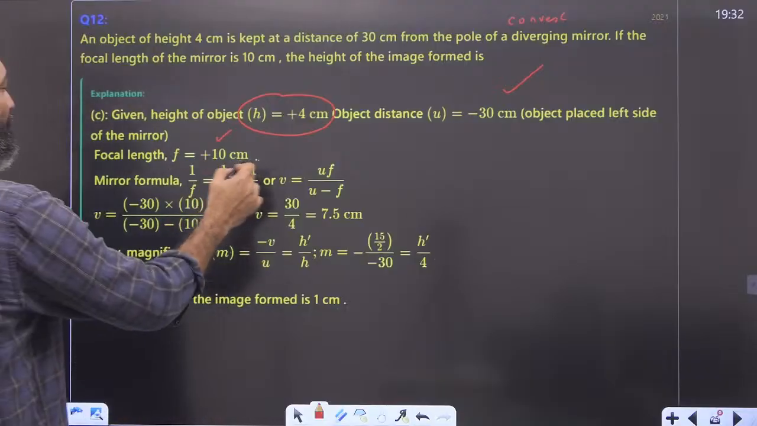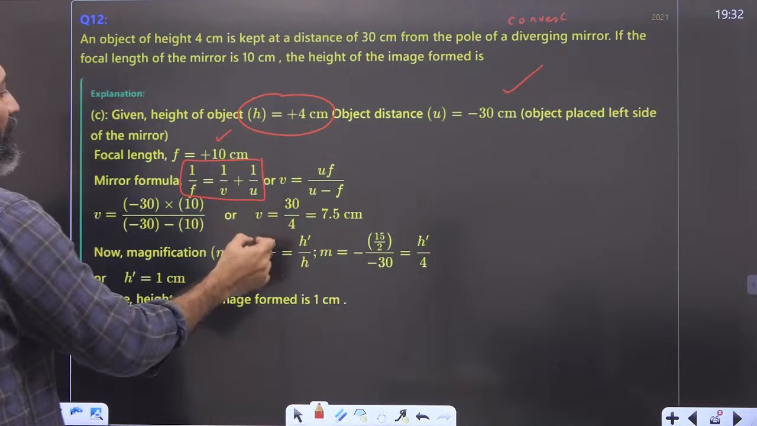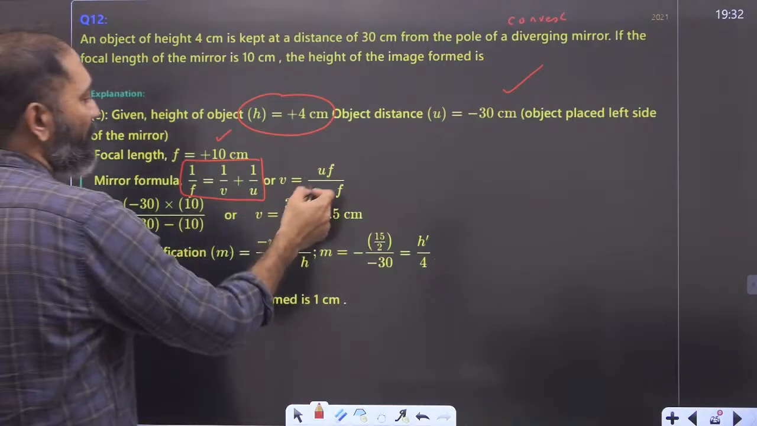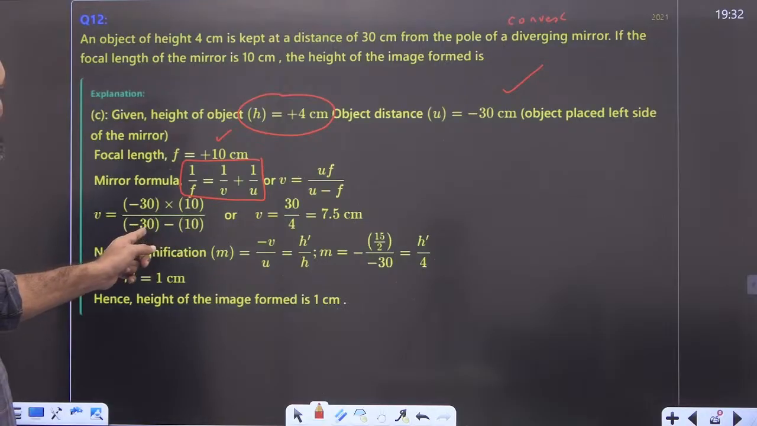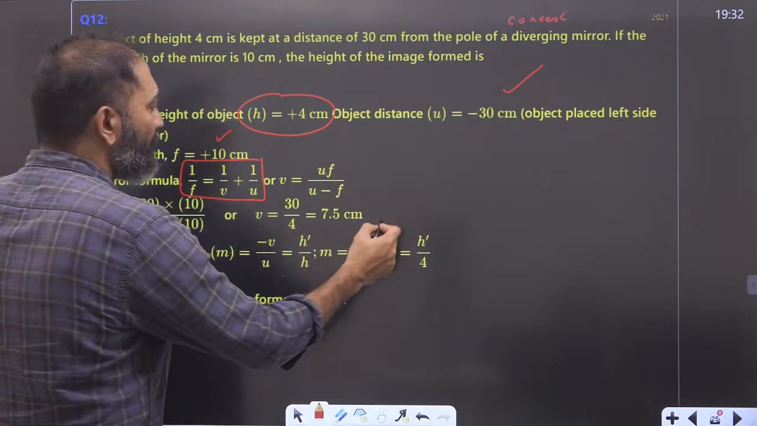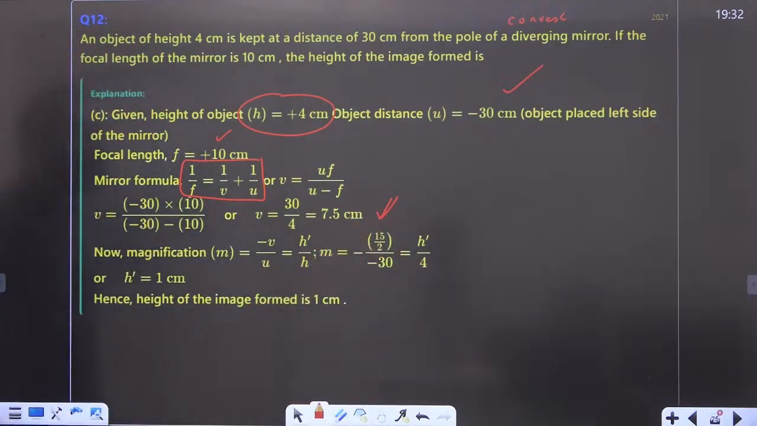So v equal to uf by u minus f. So, minus 30 into 10 divided by minus 30 minus 10. So v equal to 30 by 4. If you solve that, image distance is 7.5 cm.